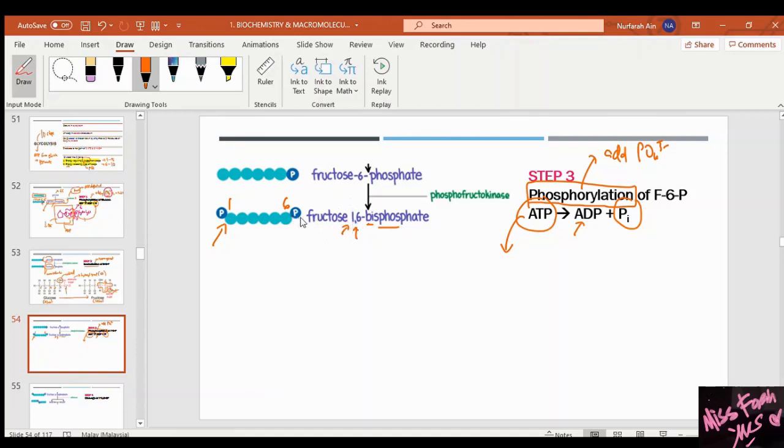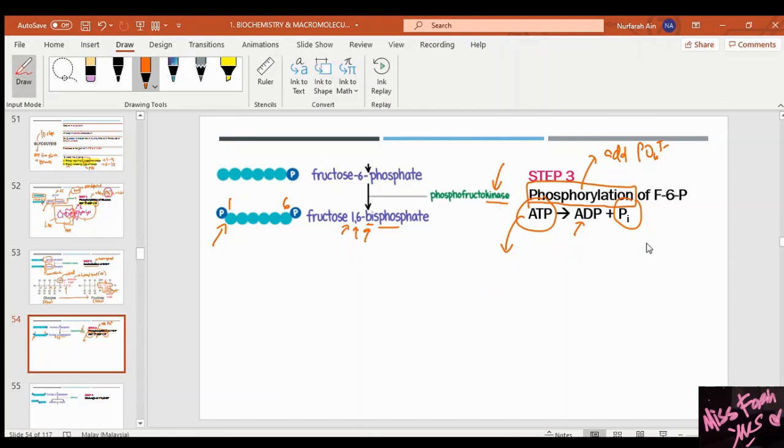and the initial phosphate is attached to the 6th carbon, and the reason why you have bi over here, bi indicates you have 2 phosphate groups attached to fructose. Therefore, you have fructose 1,6-biphosphate. Okay, the enzyme that catalyzes this phosphorylation of fructose 6-phosphate is called phosphofructokinase. By this time, you should be familiar with kinase, right? It's actually an enzyme to add a phosphate group to a substrate. So in this case, the substrate is fructose 6-phosphate. Therefore, you're producing fructose 1,6-biphosphate.